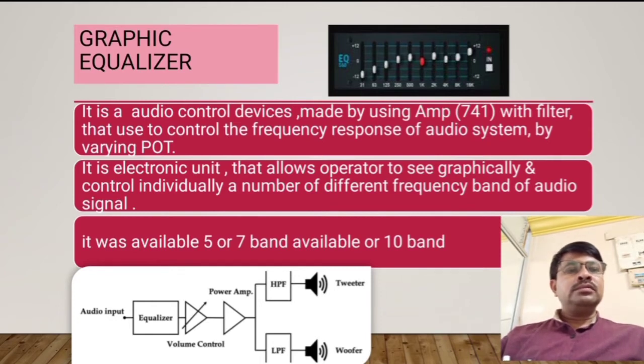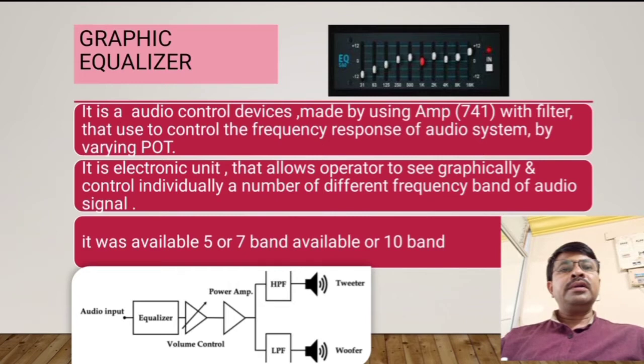Now in this video I am going to teach you two important topics of audio system. First is the graphic equalizer and last is the home theater system. Starting with the graphic equalizer, it is an audio control device consisting of amplifiers and filter circuits that is used to control the frequency response of an audio system by using a potentiometer, pot.